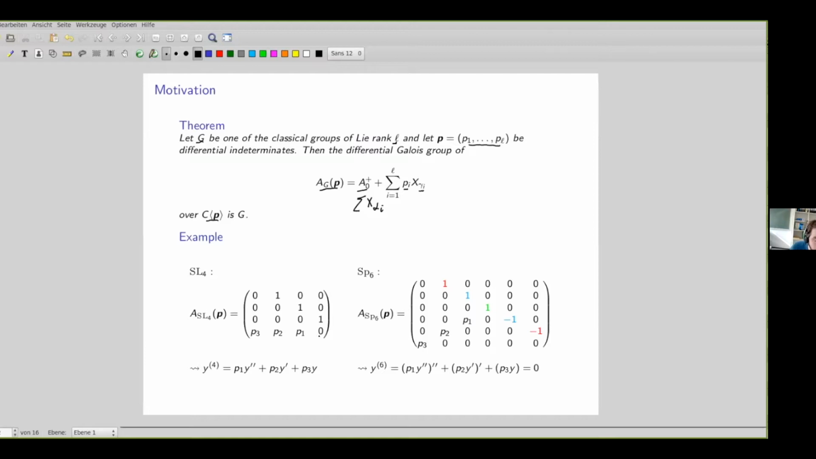So for the special linear group, you see that it has almost the shape of a companion matrix, but here you have a 0. And in case of the symplectic group, it has the parameters on the anti-diagonal. And the colors indicate which entries belong to which simple root.